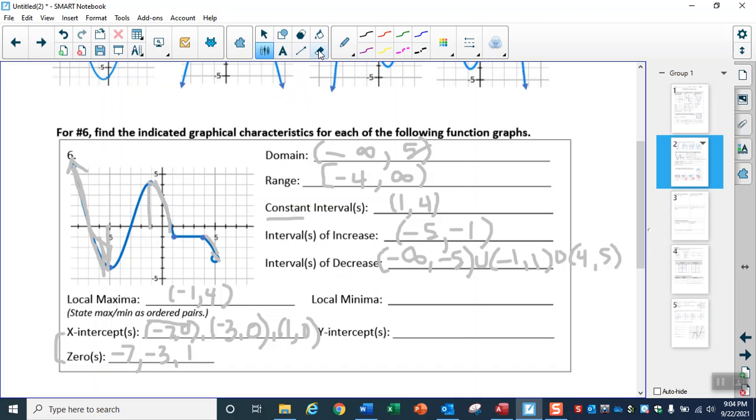Local minimum. So minimum would be a low point, like a valley, right? So this, like the dip. So there's a local minimum. All right, so that would be at -5, -4.